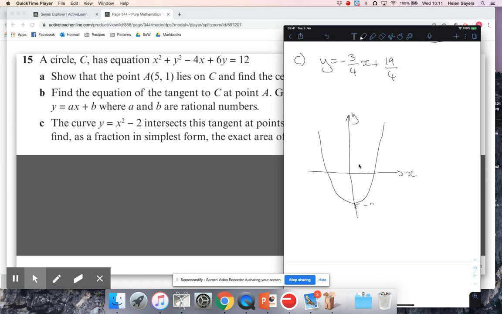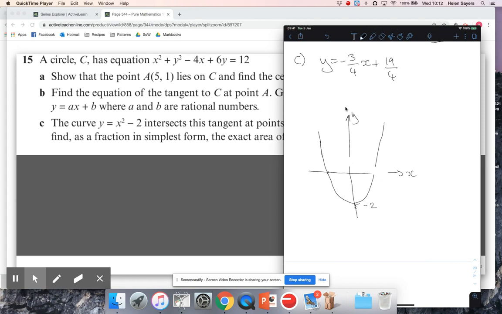So that's going to be minus 2. Those intercepts will be plus and minus root 2 if I need them. And then I've got this straight line with a negative gradient and a y-intercept of 19 over 4. And it's going to intersect this quadratic at P and Q. So I'm going to just do a really rough sketch of that. In fact, let me just have another go at that.